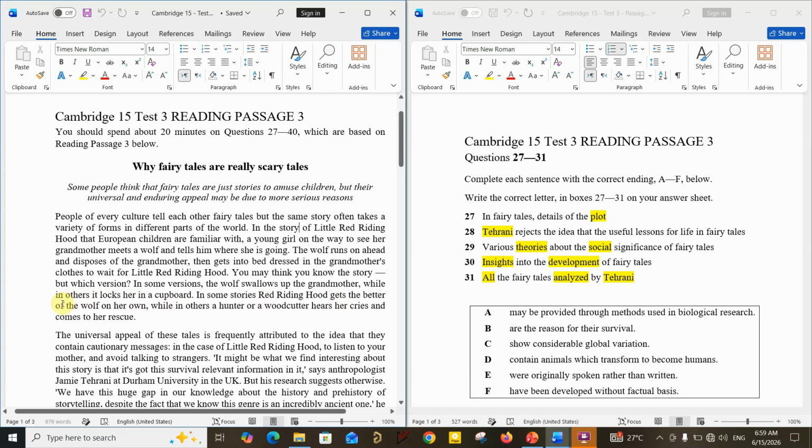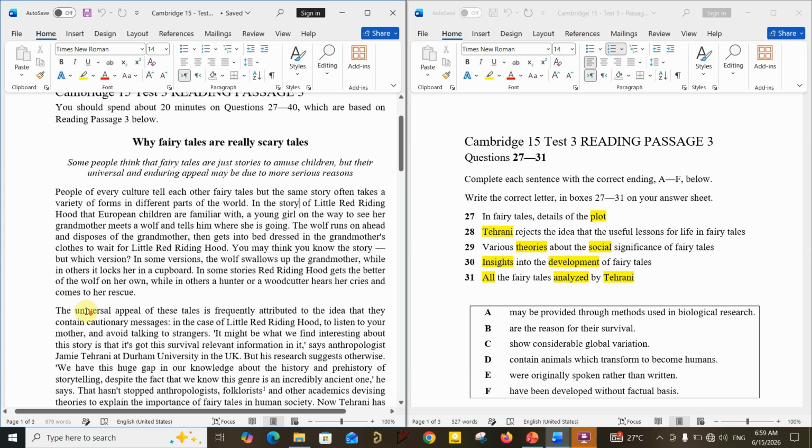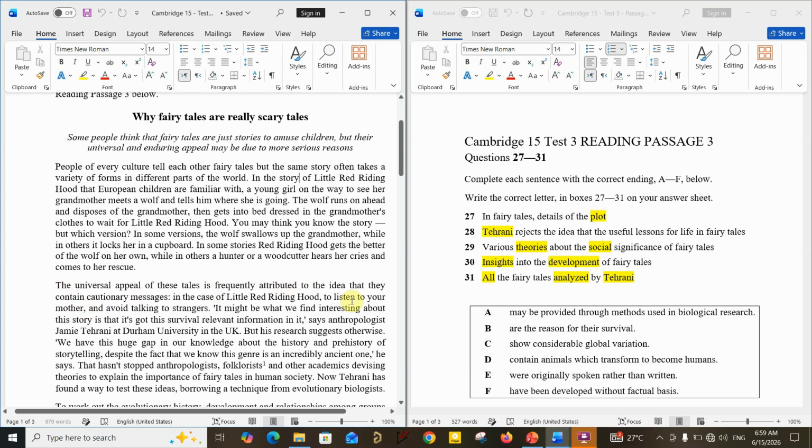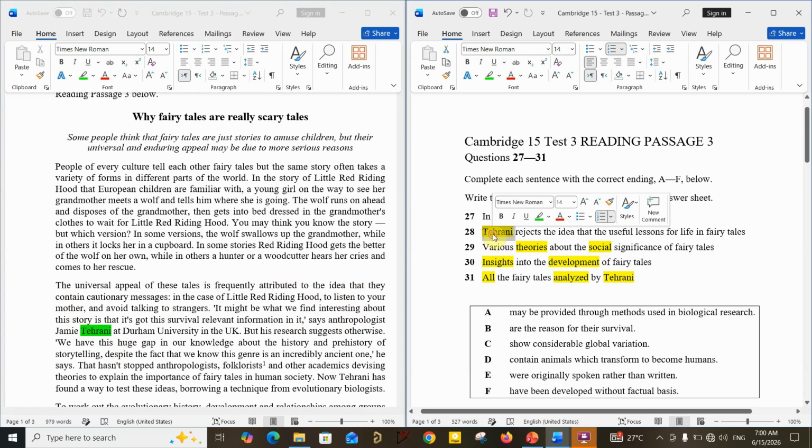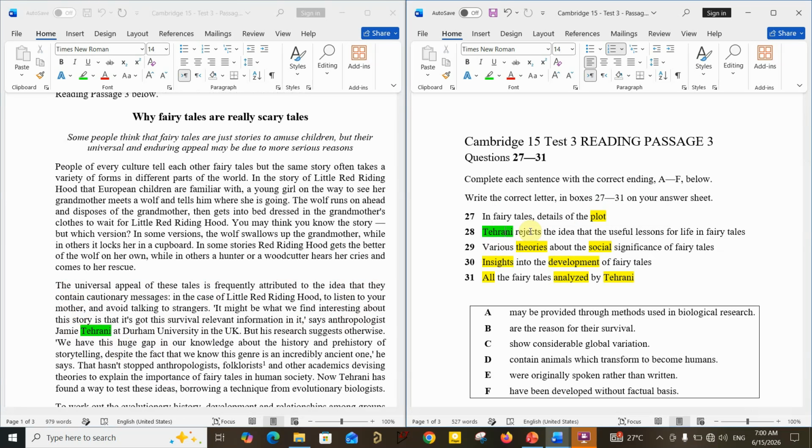You see, this is important for clue word. It had to be so much easy to find. This is it. This is Tehrani. So Tehrani is our clue word. And now, when I find it, now I'm concentrating on answering this question.